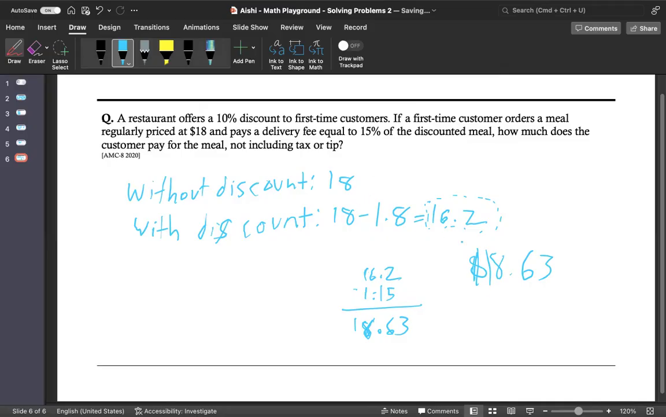Wow, I can't believe you still have to pay more than the without discount. But yeah. See you next time.